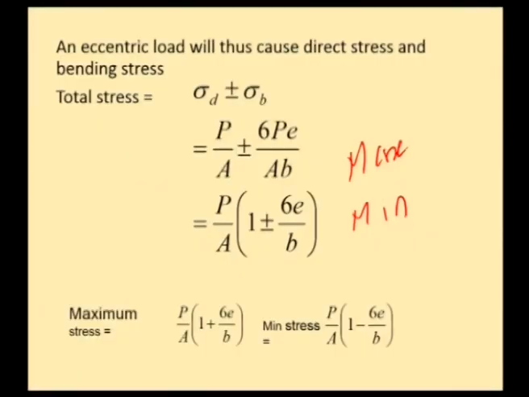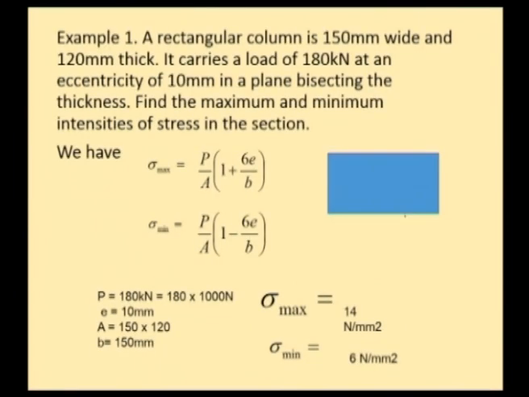So, if we want the maximum stress, it is given by P by A into 1 plus 6e by b, and if you want the minimum stress, it is P by A into 1 minus 6e by b, with which we can calculate the maximum and minimum stress in a section. So, with this knowledge, let us work out a small problem.